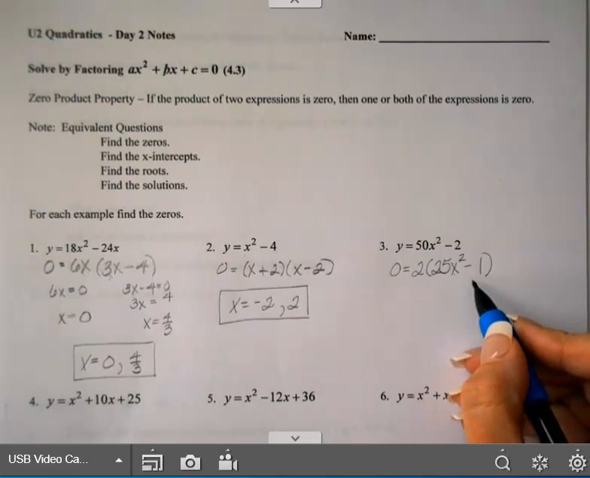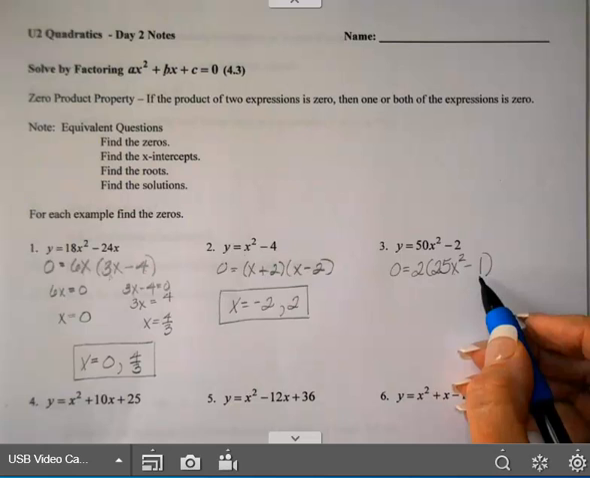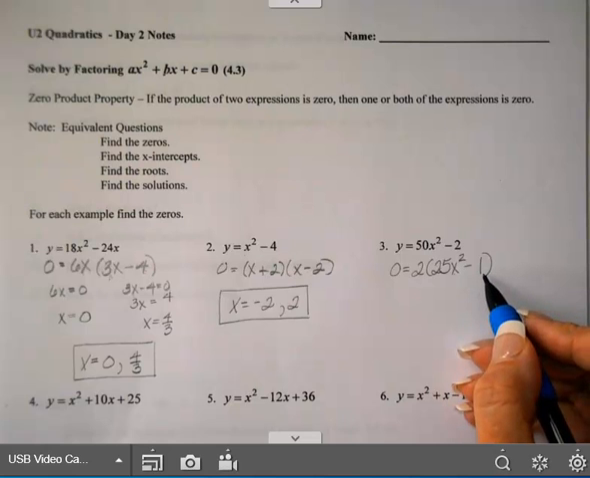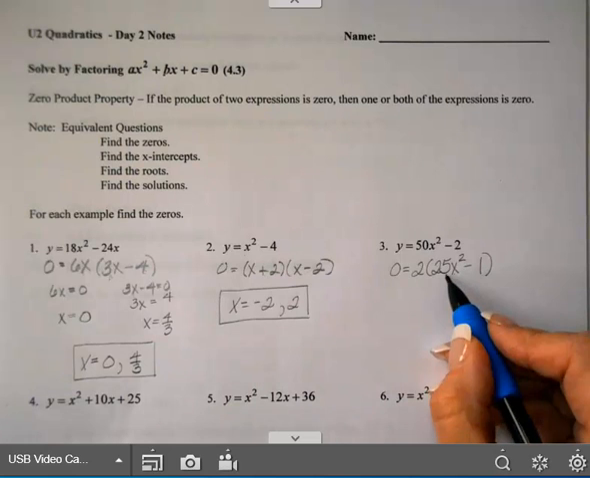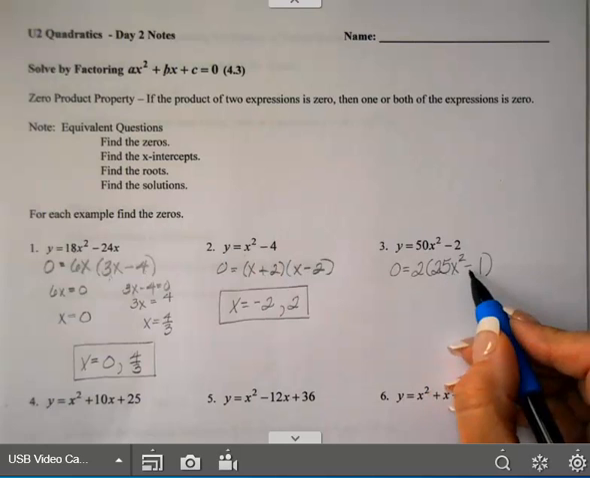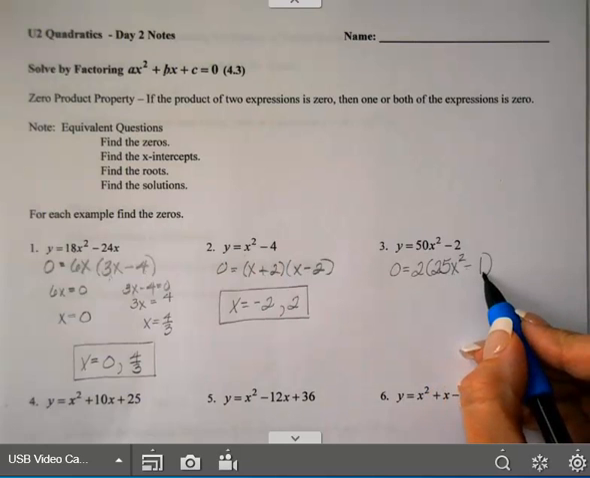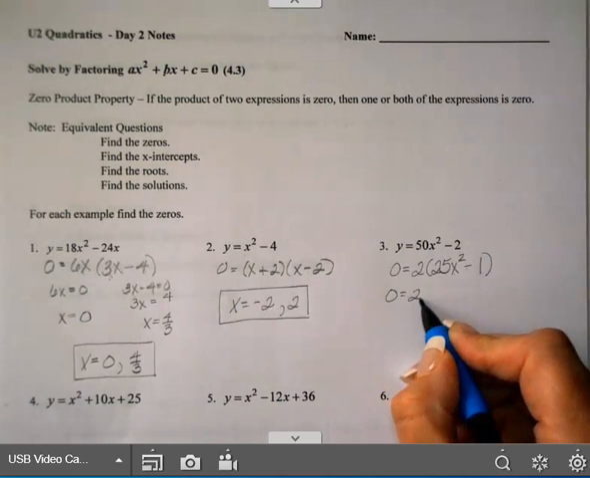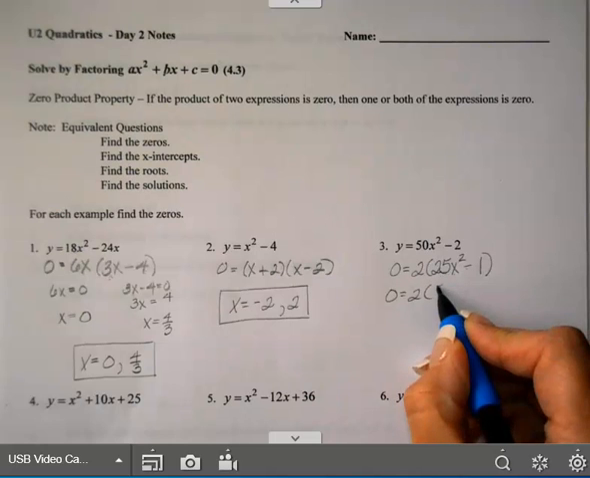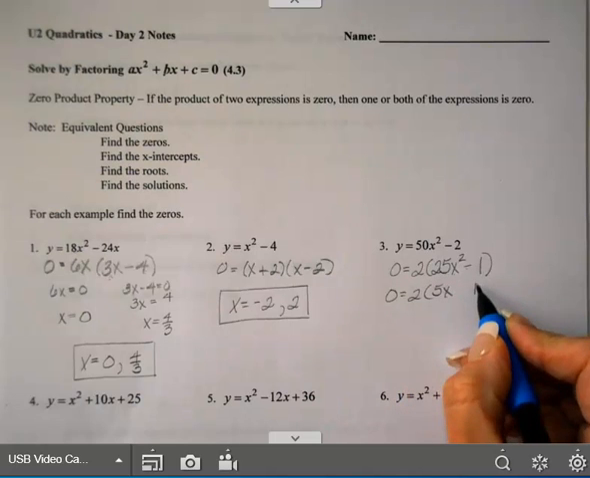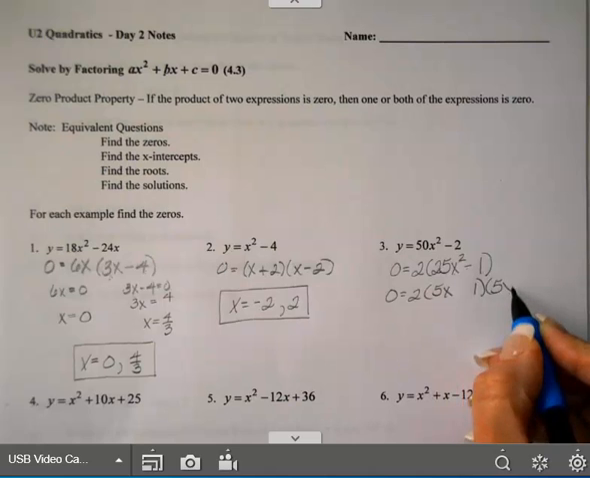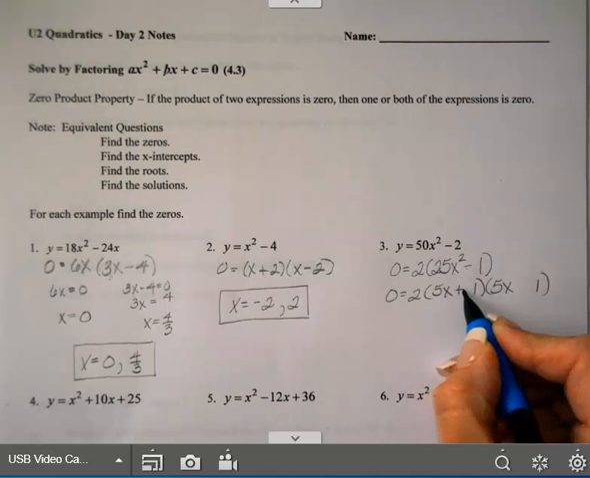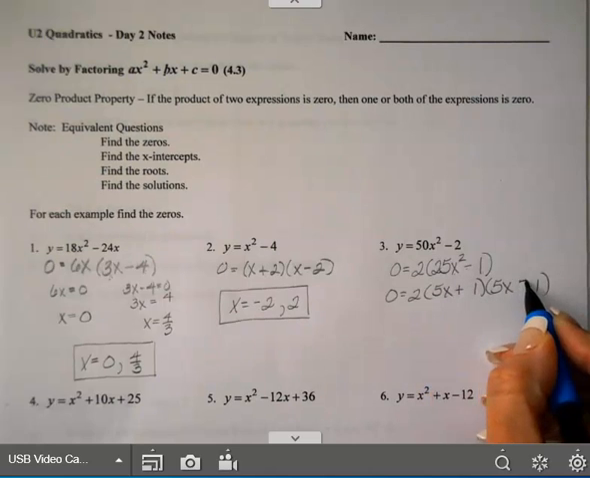Inside my parentheses, I have two terms. And then on that factor sheet under two terms, the first thing you try is a difference of two squares. That is a square. That is a difference. And this is a square. 1 times 1 is also 1. So I'm going to go ahead and continue factoring this. Take the square root of each of those. One of them is plus, and then one of them is minus.